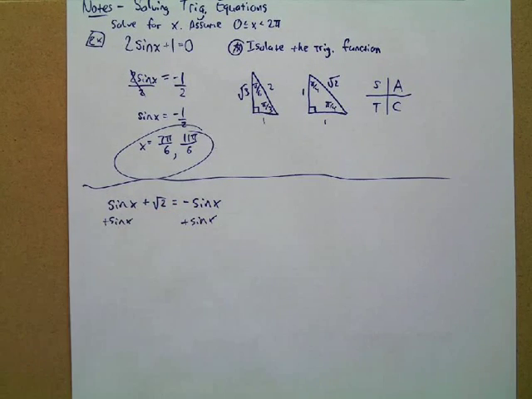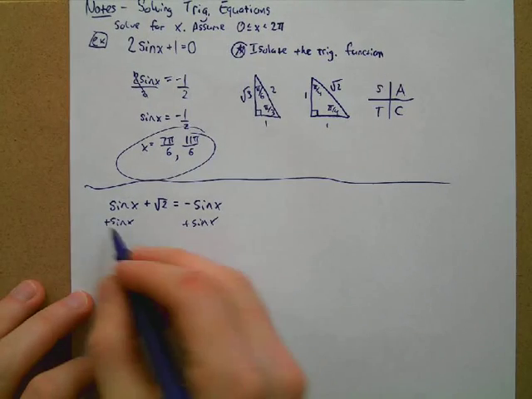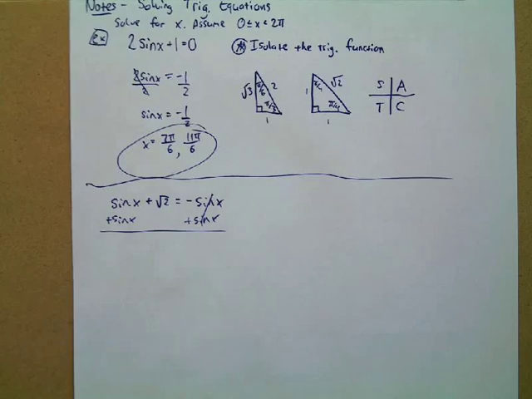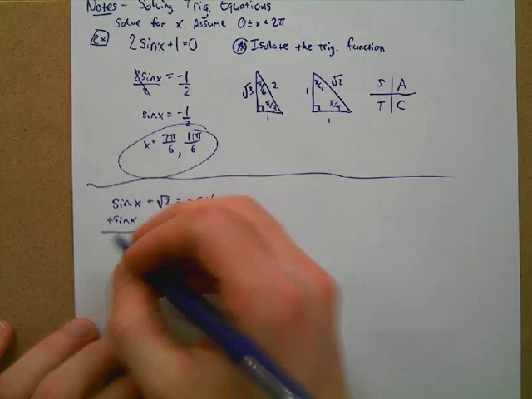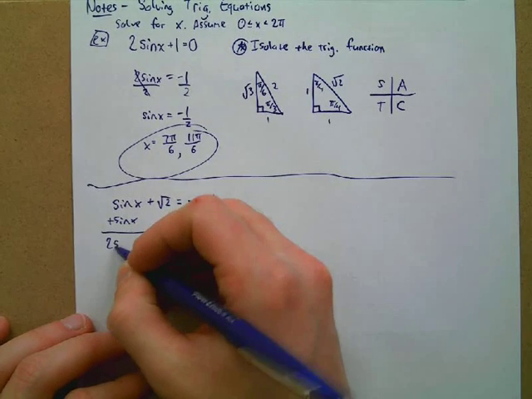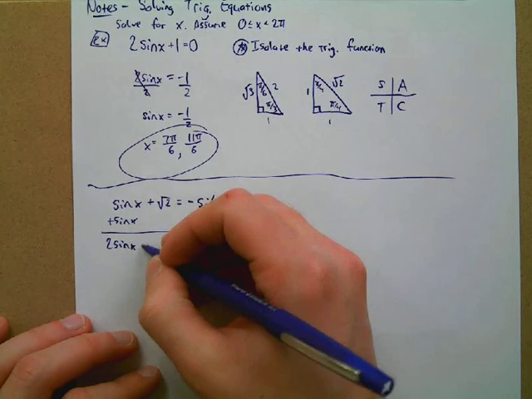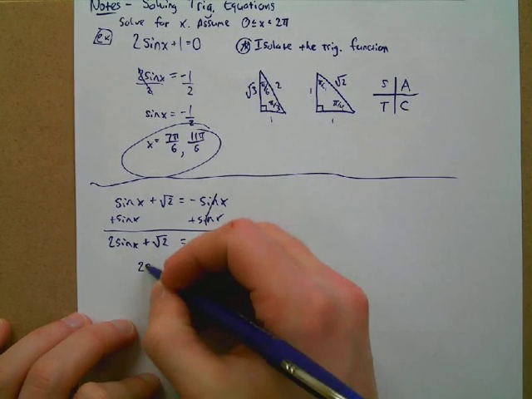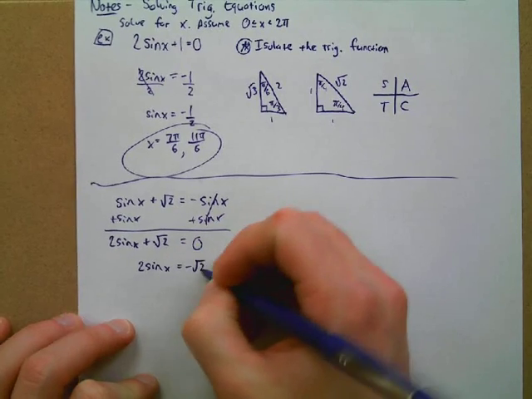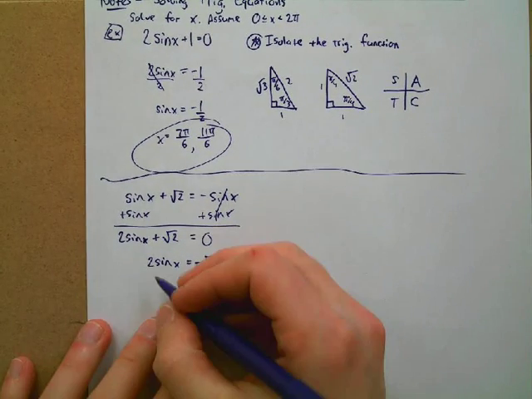So here I'm going to move everything over. And so let's see here. Negative sine of x plus sine of x cancels out. We're left with just 0 there. Sine of x plus sine of x, what's that going to be? 2 sine of x. Right, if I have 1 sine of x and I add a sine of x, I now have 2 sine of x. Equals that. Now we'll subtract root 2 from both sides, and then divide by 2. Sine of x equals negative root 2 over 2.